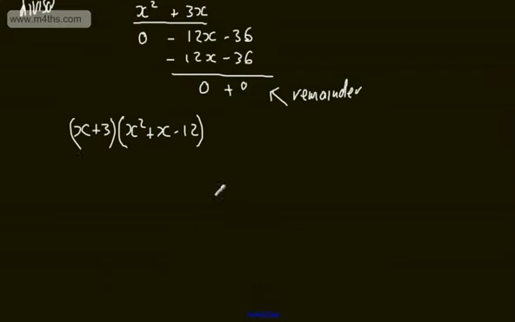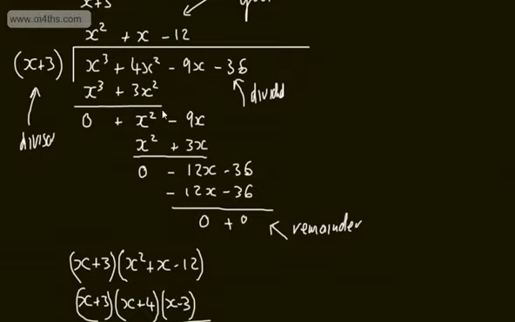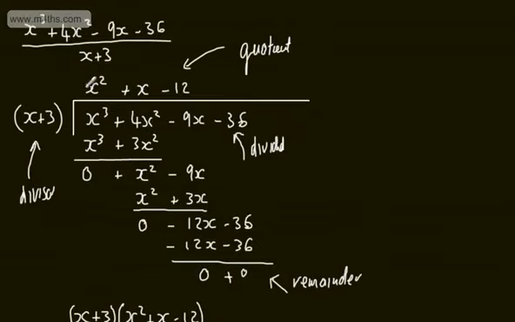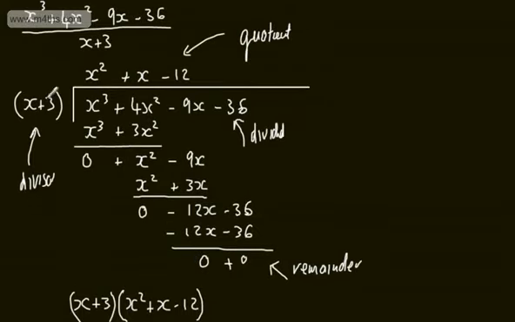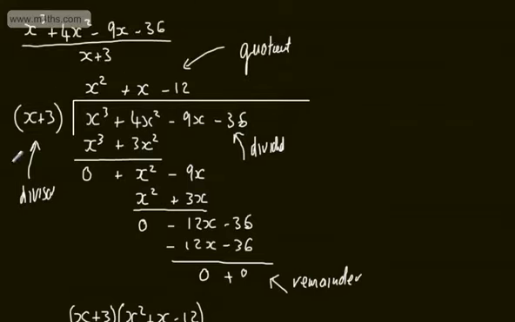Now, if we look at this quadratic, we can factor that further. So we've got x plus 3, and then we're going to have now x plus 4, and then x minus 3. So we can express this now as a product of 3 linear factors. So if we wanted, we could write now that it's going to be the product of 3 linear factors without a remainder. So x plus 3 is now a linear factor, or we can say that this is exactly divisible by x plus 3.